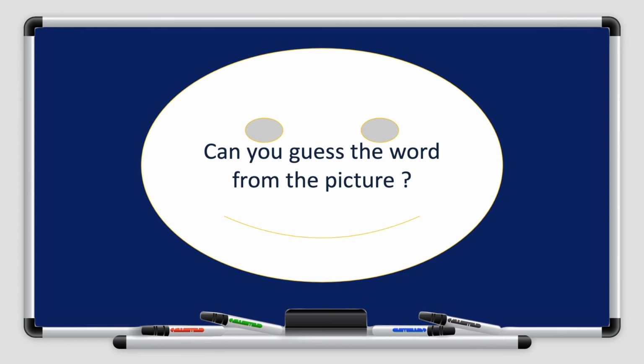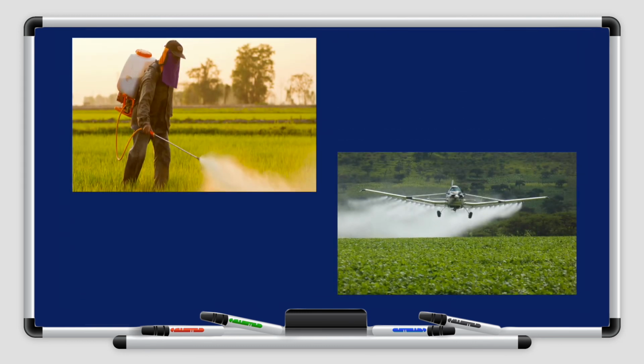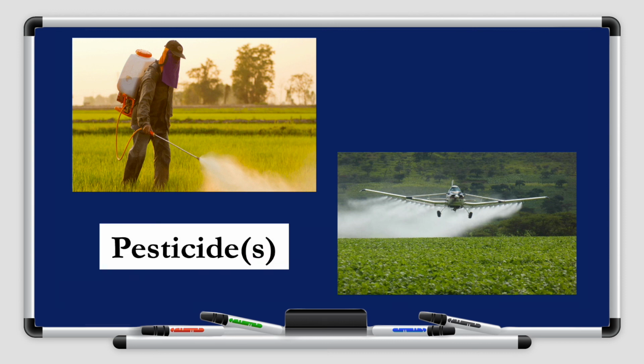Can you guess the word from the picture? Let's have a look. We have a man here. He is spraying something on the grass, and also another way is if an airplane is spraying the same substance. What is the word? Yes, you got it right. The word is pesticide or pesticides. This man or this airplane is spraying pesticides on the whole garden or the whole field.